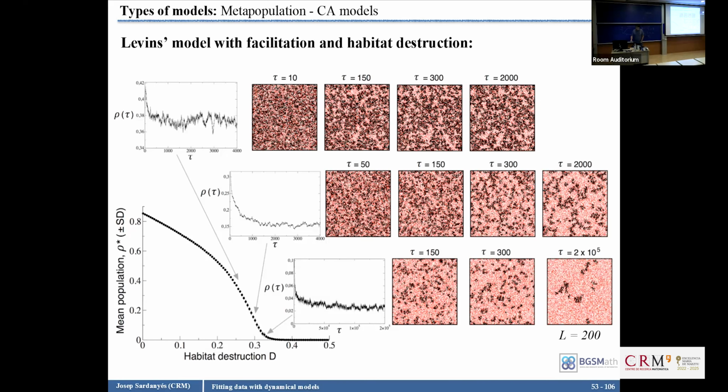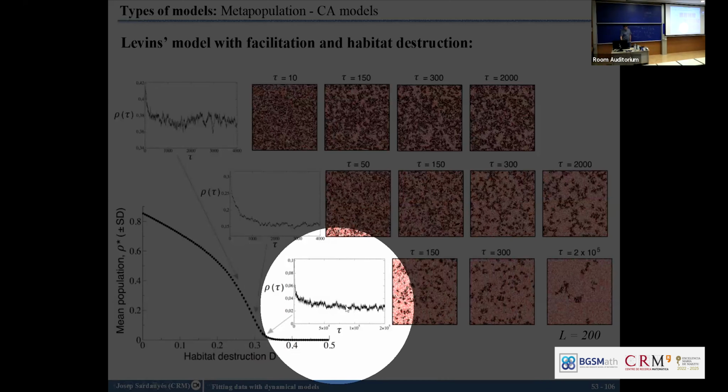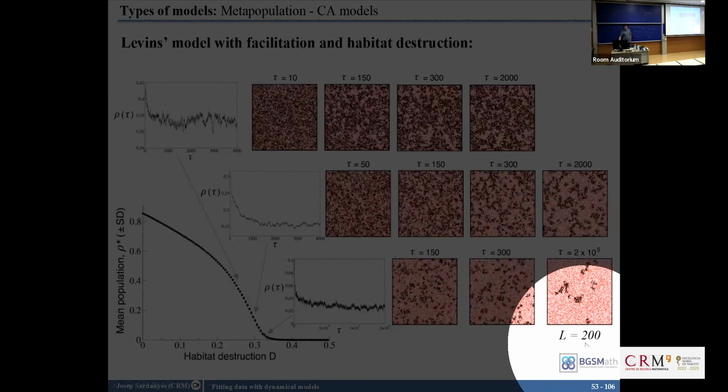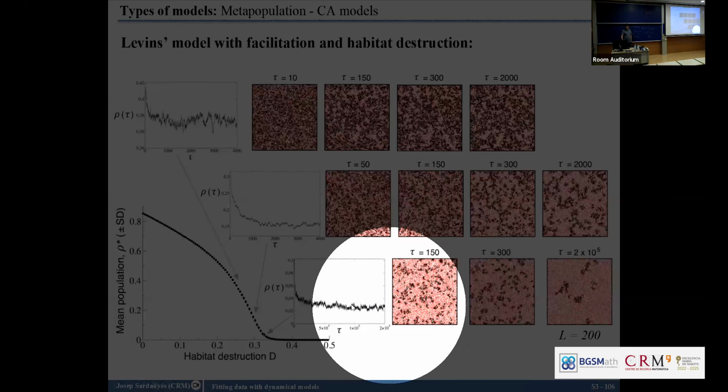Okay, and when we are very close to the transition, the population, of course, gets very, very small, and you can see these isolated patches of vegetation. This is for automata of size L200, so 40,000 cells. And you can see that the time series are quite noisy.